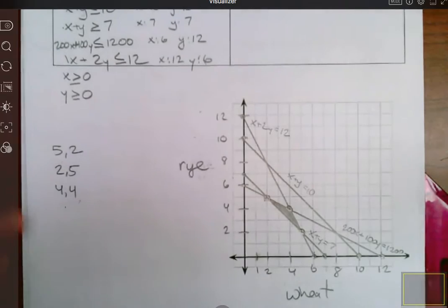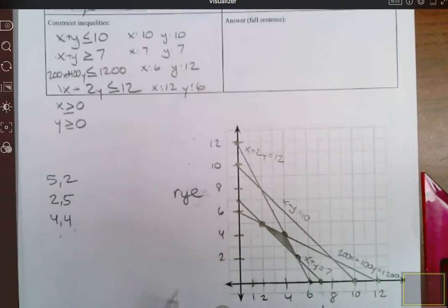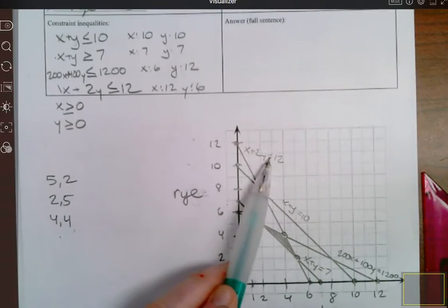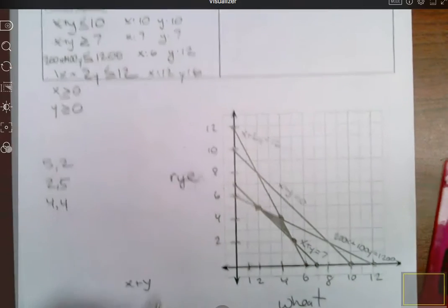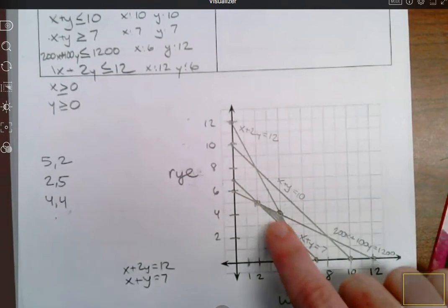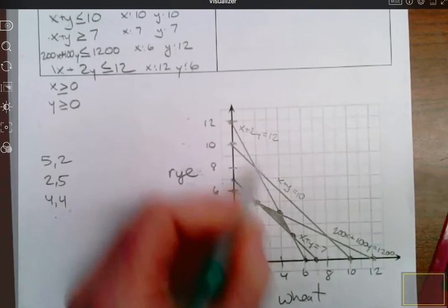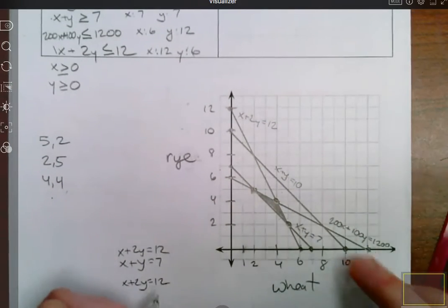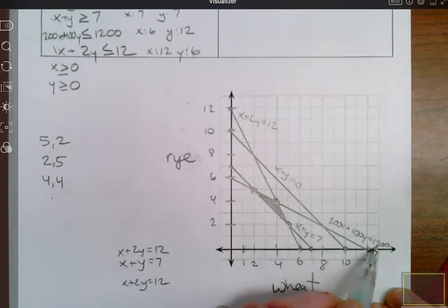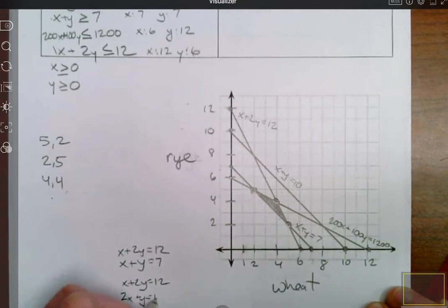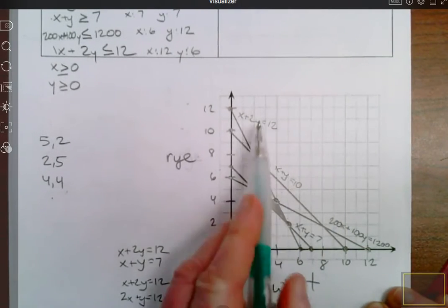Now, if you couldn't read your graph because you weren't super precise, you are going to have to go through and solve the system of equations. This point right here is where x plus y intersects x plus 2y equals 12. You'd have to solve x plus y equals 7, x plus 2y equals 12. That would give you that point. This point here is going to be the solution between these two equations, x plus 2y equals 12, and I'm going to divide all of these by 100 to make it easier. That would become 2x plus y equals 12. You have to solve for that point where those two lines intersect.